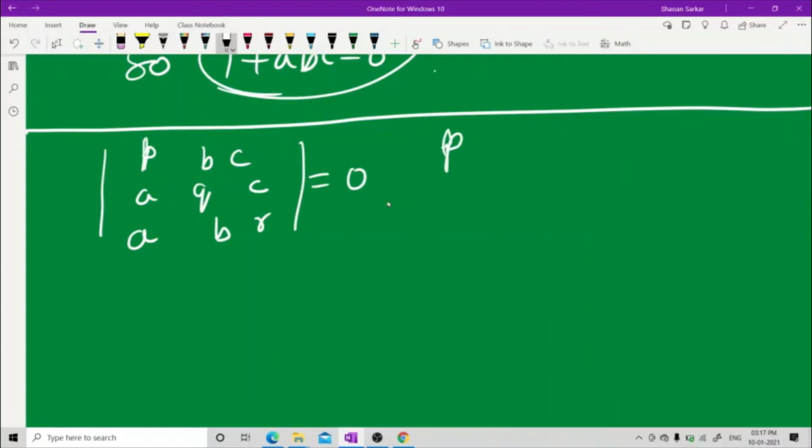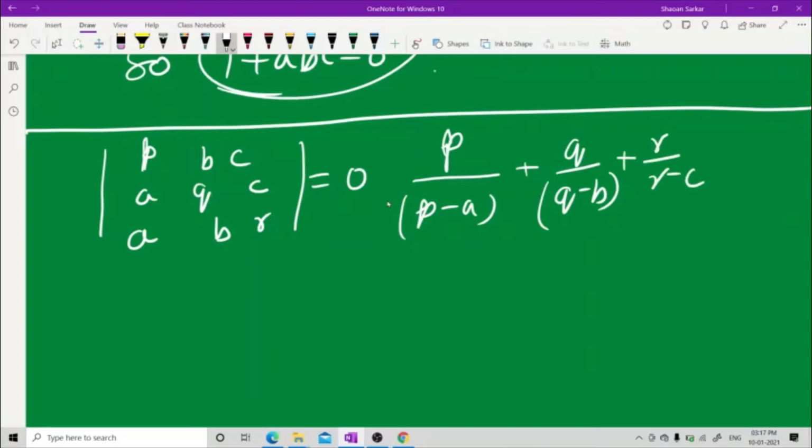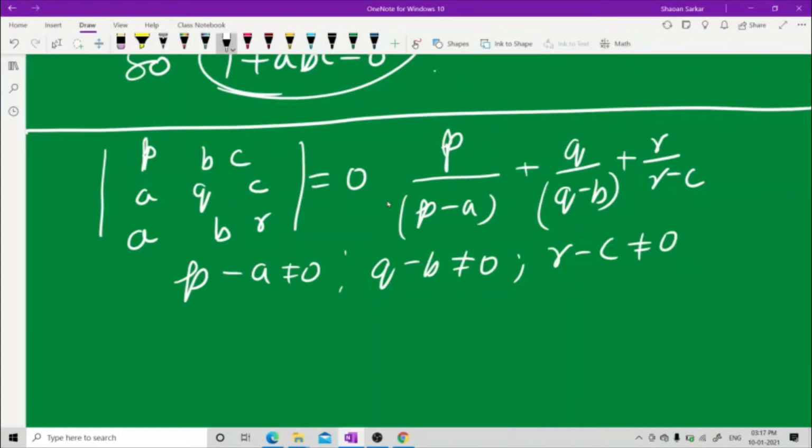Let me write it: P upon P minus A, plus Q upon Q minus B, plus R upon R minus C, when P minus A is not equal to 0, Q minus B is not equal to 0, and R minus C is not equal to 0. So what I want is P minus A, Q minus B, and R minus C.